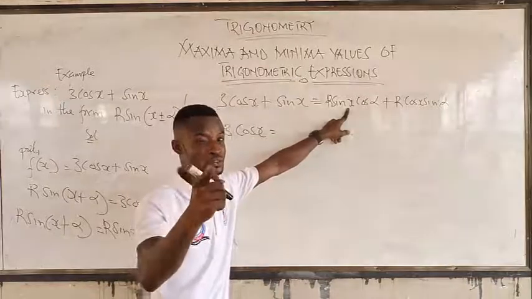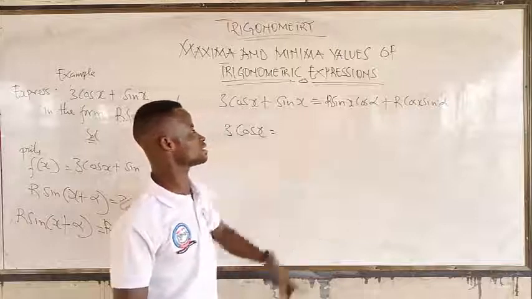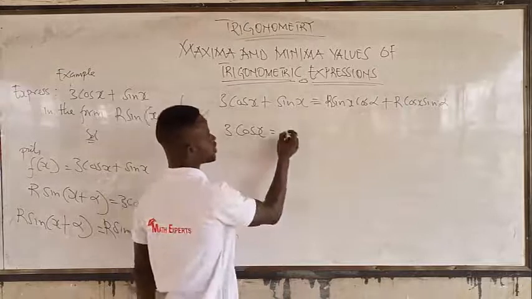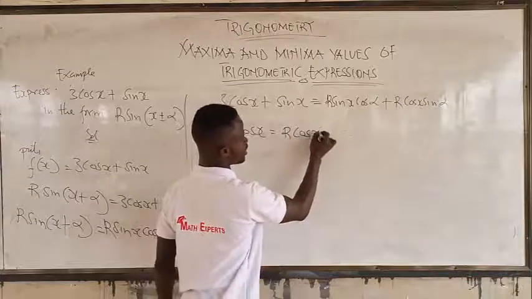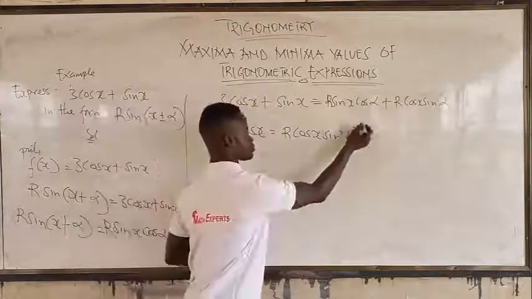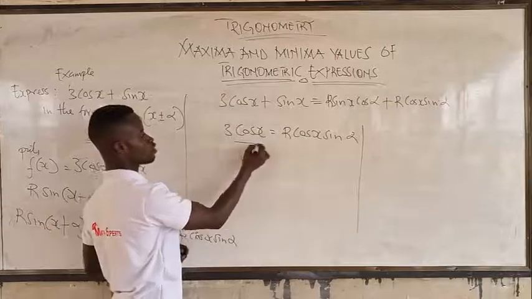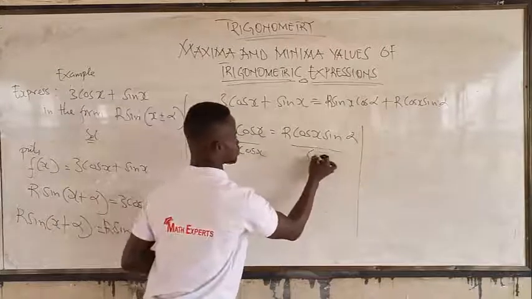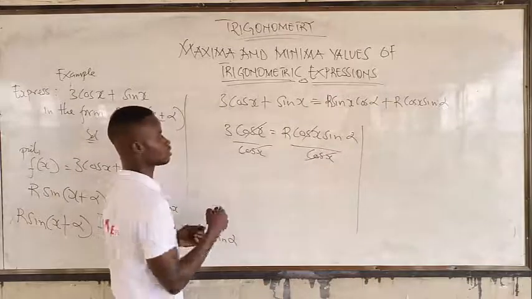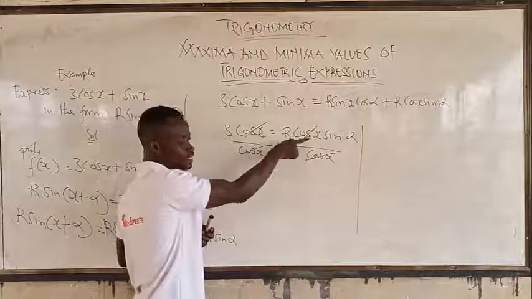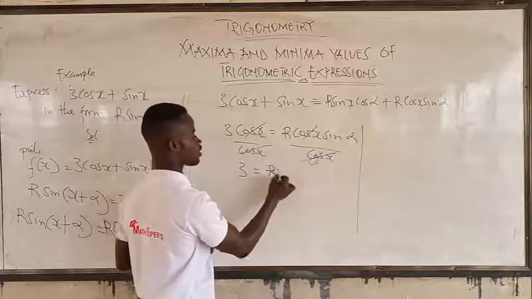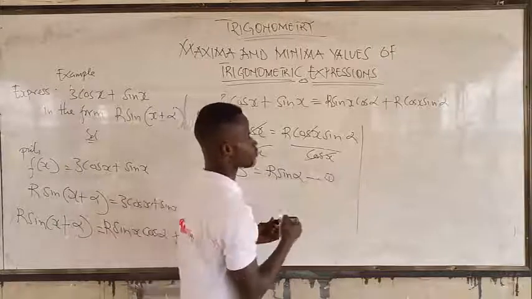So don't go and equate to 3. Are you watching? Don't go and equate to 3. Take your time. Is cos x here? Yes, sir. Cos x is there. So you equate r cos x sine alpha. Then you divide both sides by cos x. As I said, it must cancel out. That is why it's supposed to be in this expression. So 3 will be equal to r sine alpha, equation 1.